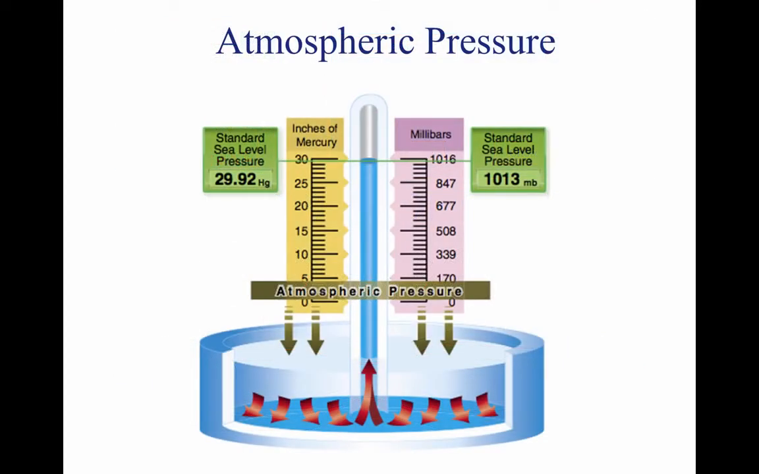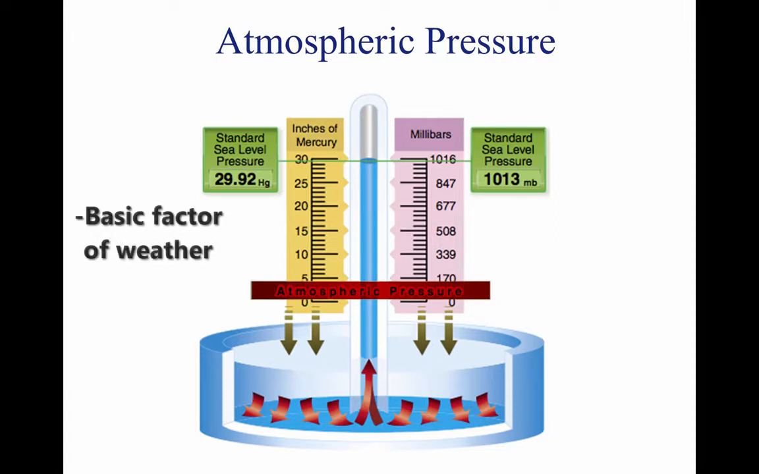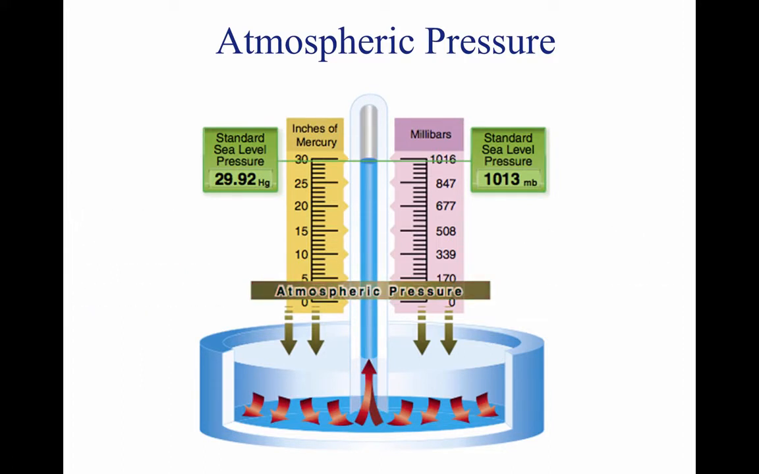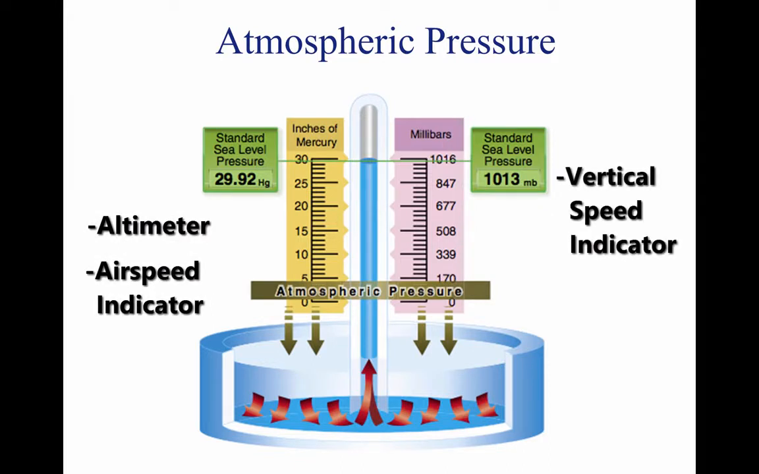Although there are various kinds of pressure, pilots are mainly concerned with atmospheric pressure. It is one of the basic factors in weather changes, helps to lift an aircraft, and actuates some of the important flight instruments. These instruments are the altimeter, airspeed indicator, vertical speed indicator, and manifold pressure gauge.